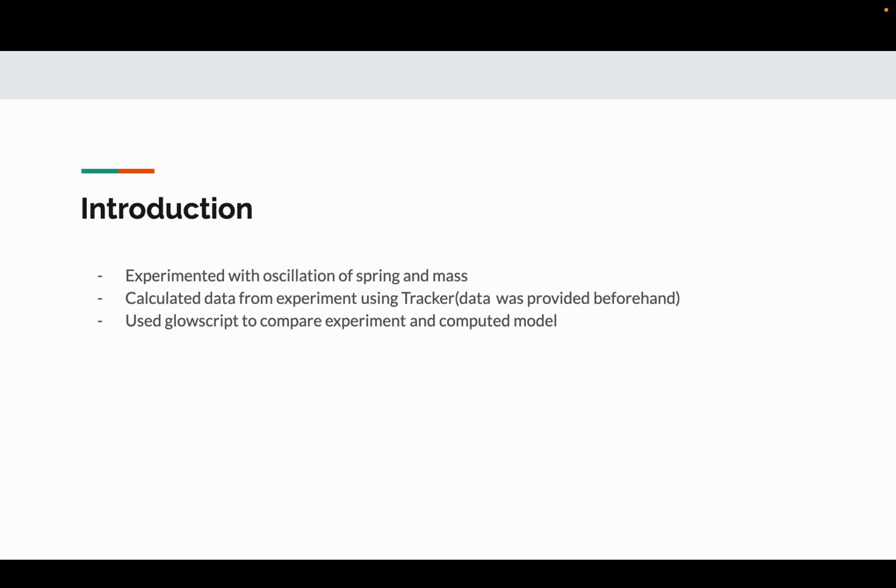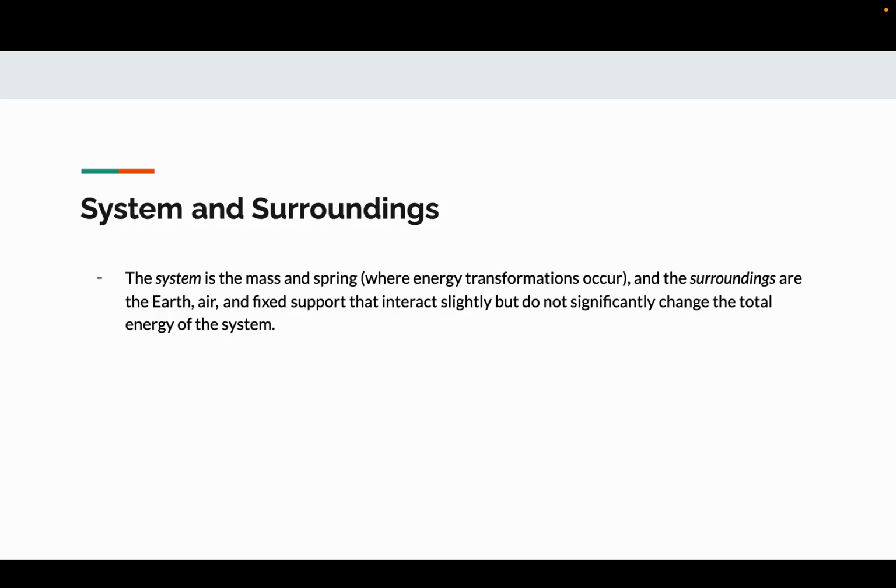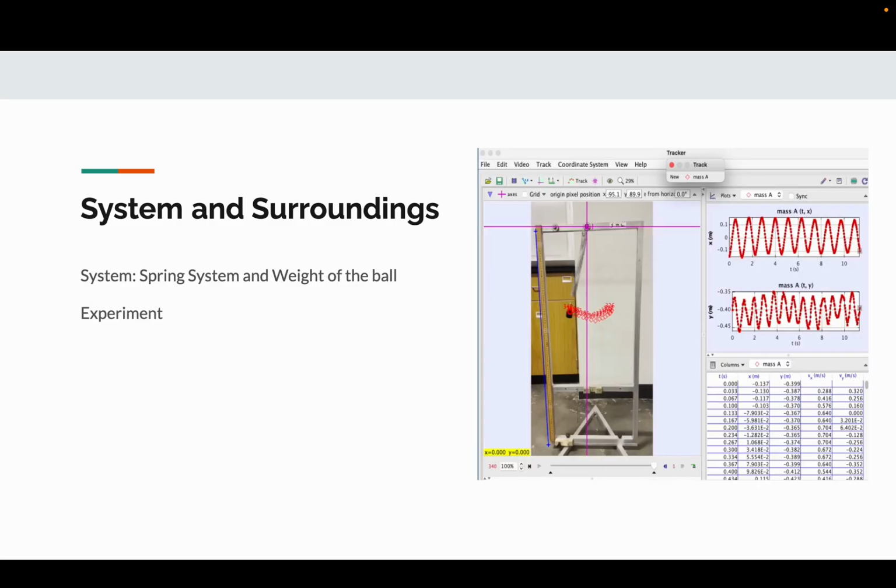Basically, the purpose of this lab was just to monitor the progression of oscillations of a spring that was attached to a weight. The system and the surroundings. The system is the mass and the spring where energy transformations occur, and the surroundings are the earth, air, and fixed support that interact slightly but do not significantly change the total energy of the system. This gives you a better picture of what the system and surroundings truly were.